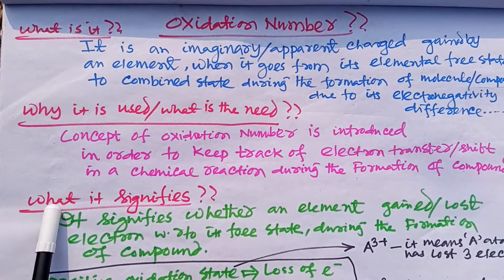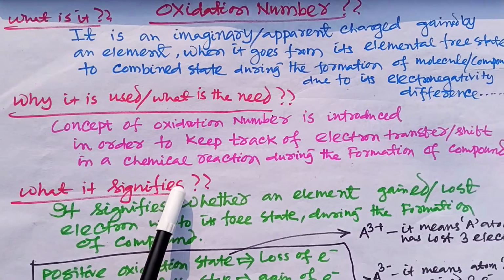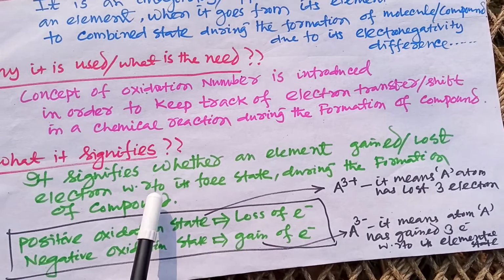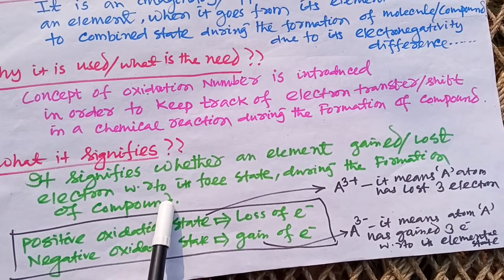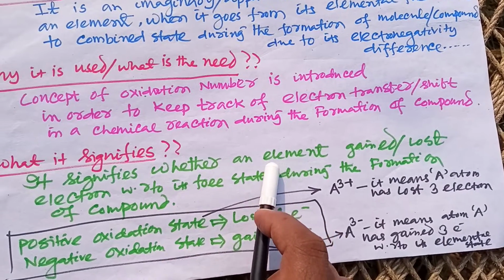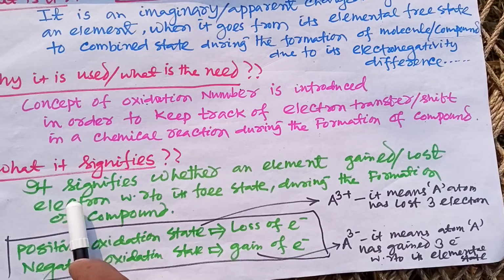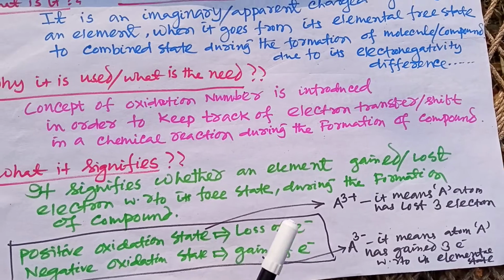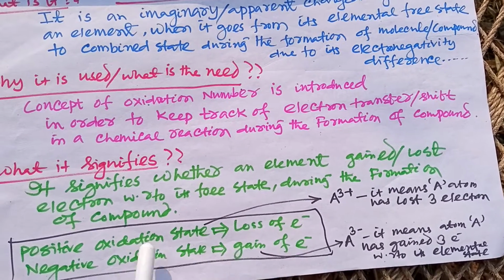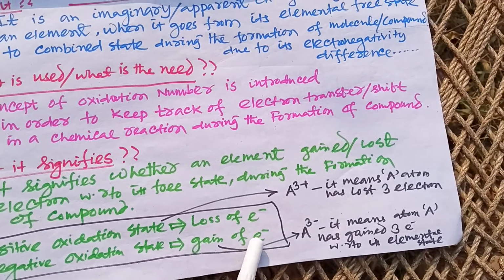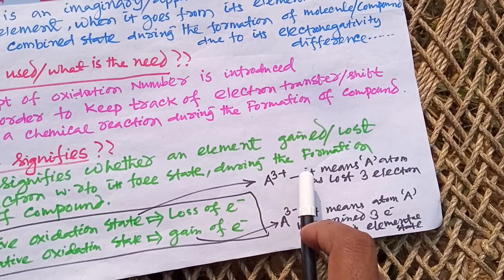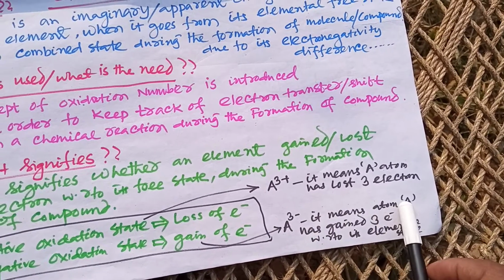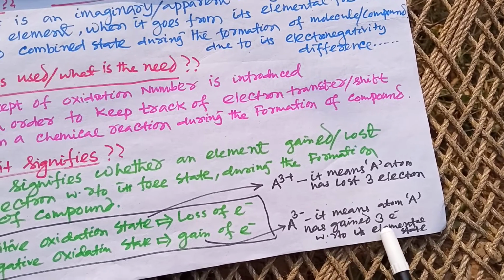So what does it basically signify? It signifies whether an element gains or loses electrons with respect to its free state during the formation of a compound. So a positive oxidation state means loss of electron and a negative oxidation state means gain of electron. So if there is something like A3+, that means atom A has lost 3 electrons, and A3- means the atom A has gained 3 electrons with respect to its free elemental state.